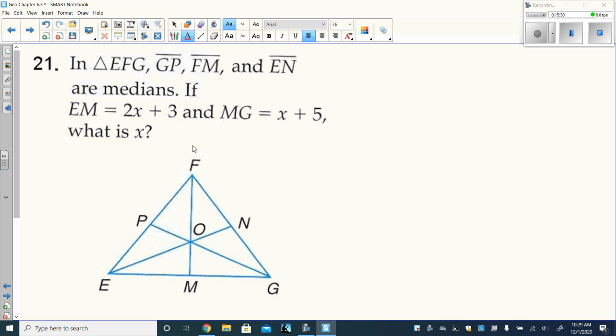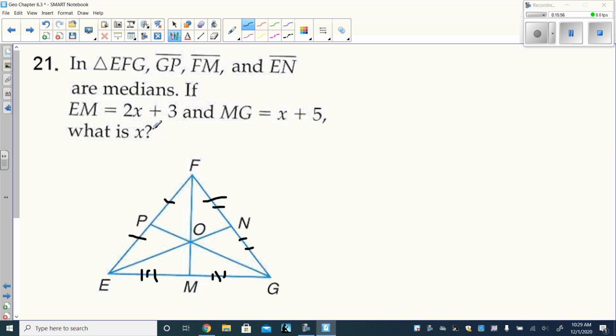Now we're going to look at a few more problems, these here. Now in this triangle, GP, FM, and EN are medians. So if they're medians, they meet at the middle of each line. So it cuts each line of these in half. It's at the middle, the exact middle. So we know each one of these line segments are going to be congruent.